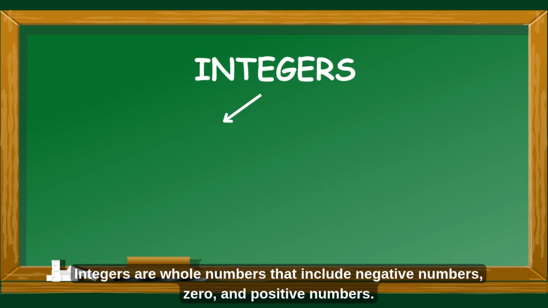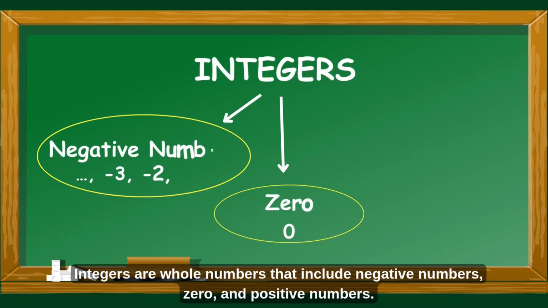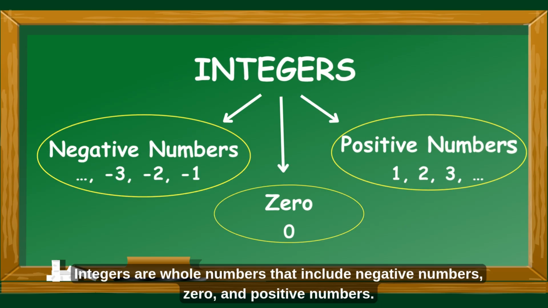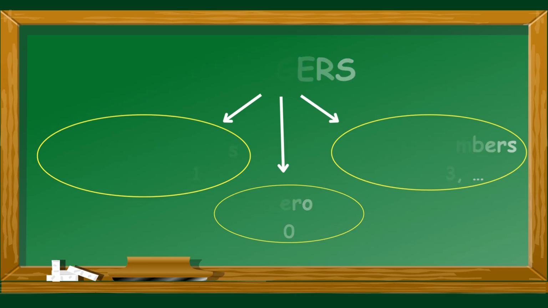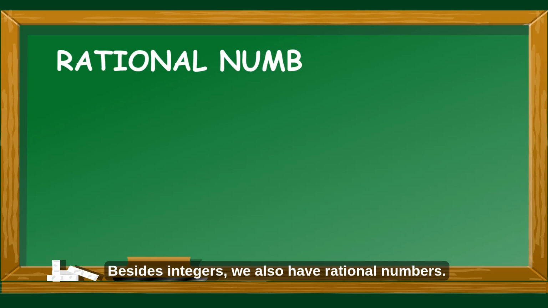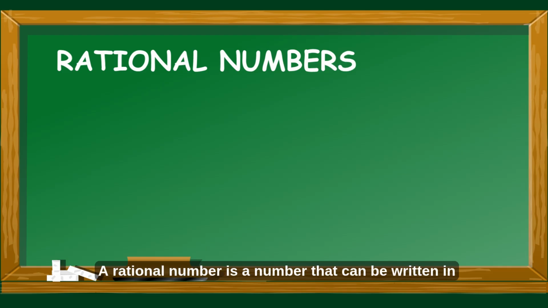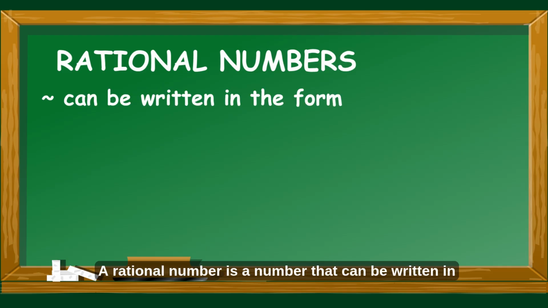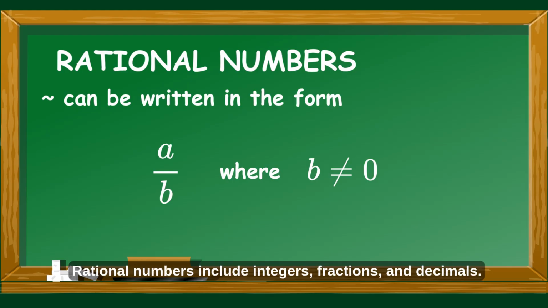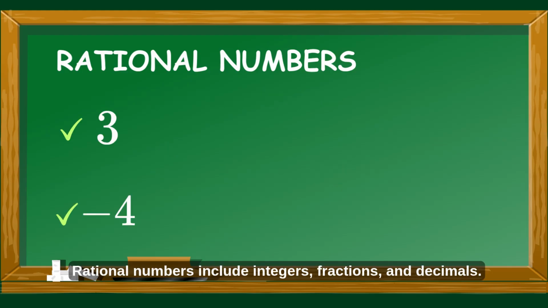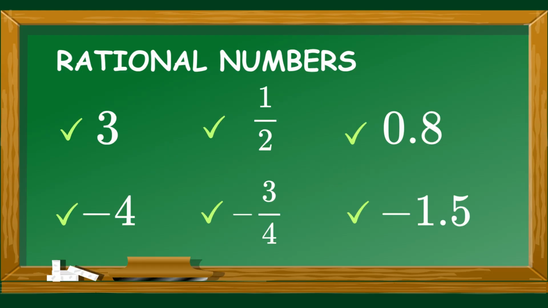Integers are whole numbers that include negative numbers, 0, and positive numbers. Integers do not include fractions or decimals. Besides integers, we also have rational numbers. A rational number is a number that can be written in the form a over b, where b is not equal to 0. Rational numbers include integers, fractions, and decimals.